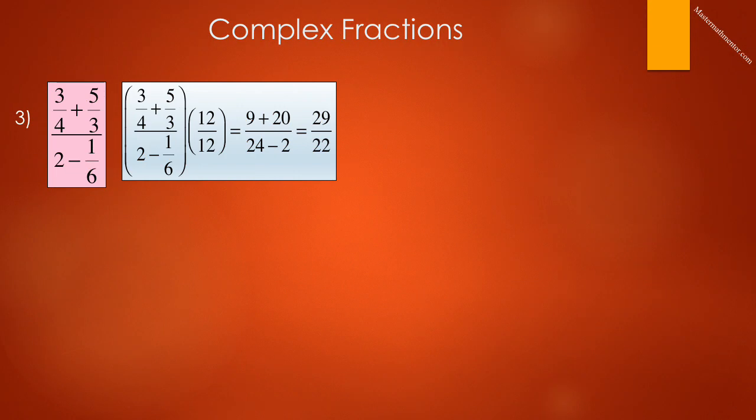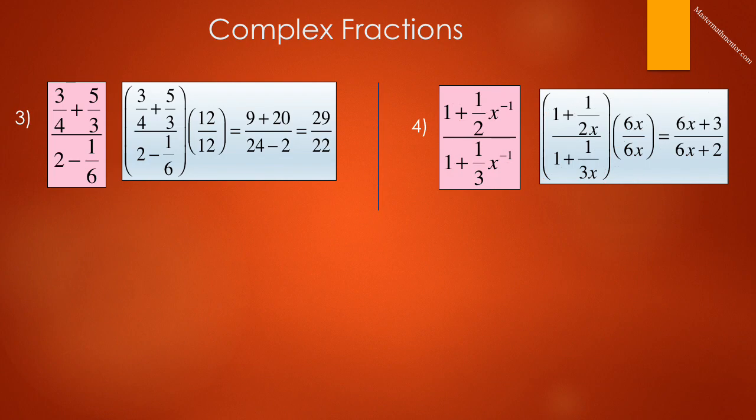On number 3, we have 3/4 plus 5/3 all over 2 minus 1/6. The LCD of all four terms is 12. So we will multiply the entire expression by 12 over 12. And with cancellation, we get 9 plus 20 over 24 minus 2. Final answer, 29 over 22.